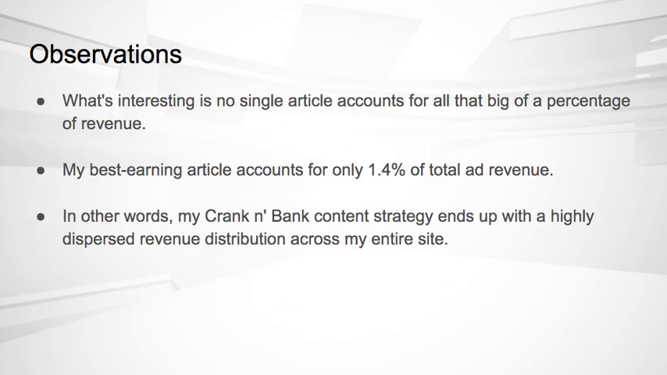A couple of observations. I've already mentioned that no single article accounts for all that big of a percentage of revenue. My best earning article accounts for only 1.4% of total revenue. Again, that's probably not a very high percentage. So in other words, my crank and bank content strategy, which I've discussed in other videos, ends up with a highly dispersed revenue distribution across my entire site. And actually I should say sites, because it's the same strategy I apply across pretty much all my niche sites. Of course I would do that because it works for me.